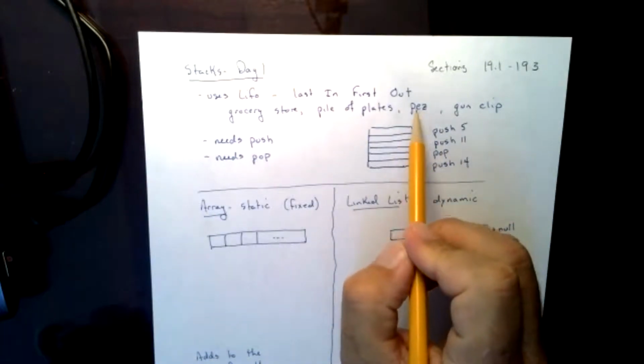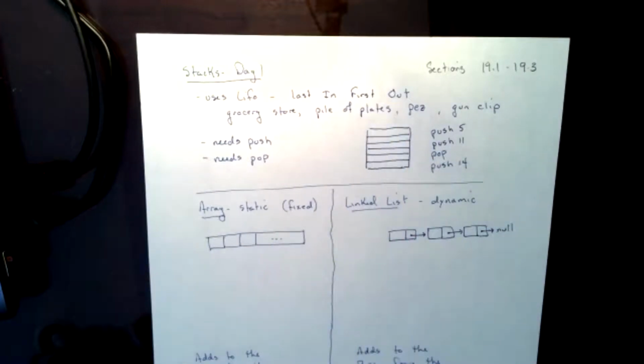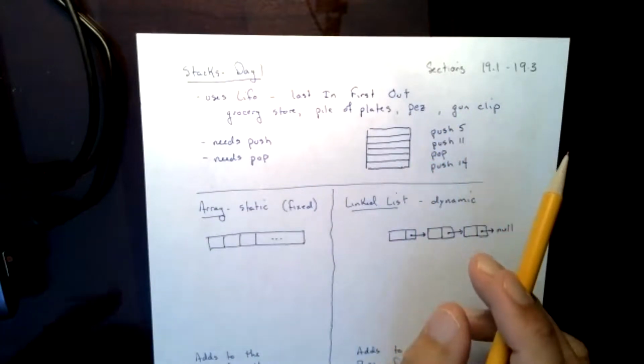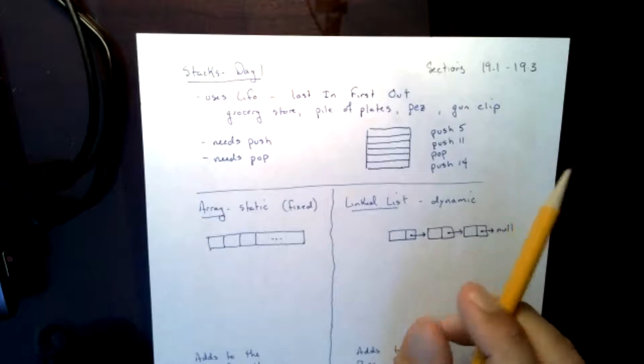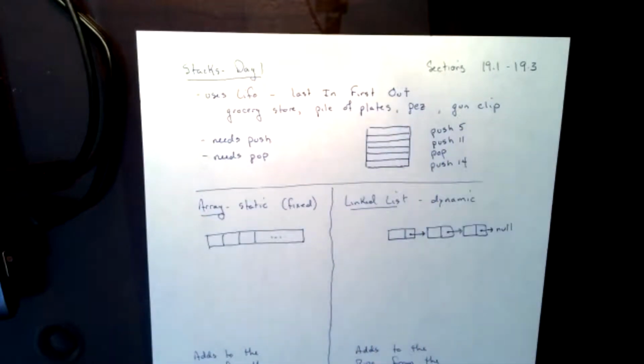A couple of you may know what I mean by a PEZ machine. Those little things where the head tilts back. The last one you put in is going to be the first one out. I like to think of filling my gun clip: the last bullet I put in is going to be the first one out. So there are lots of different examples of what the stack idea is.